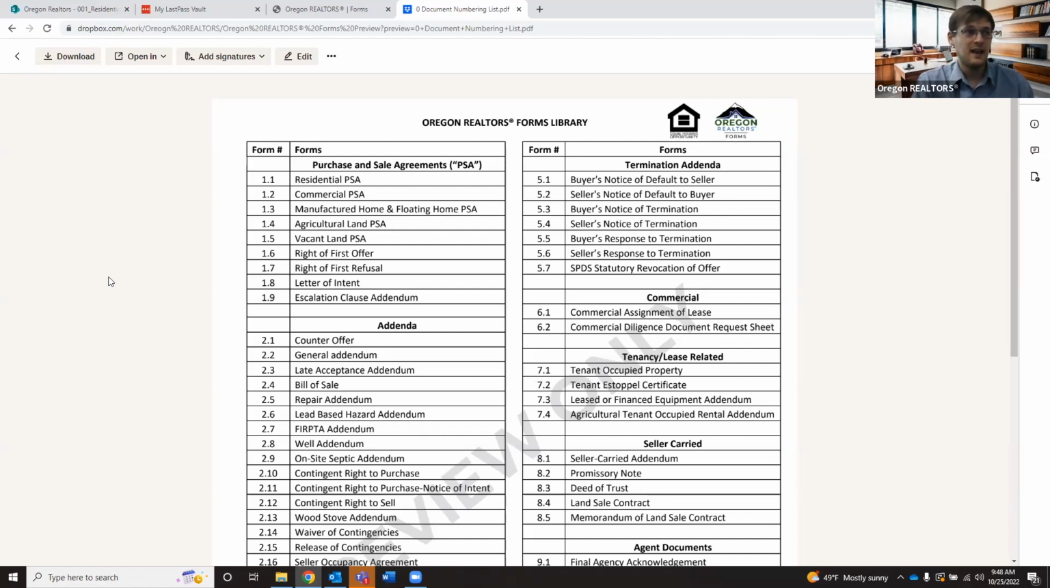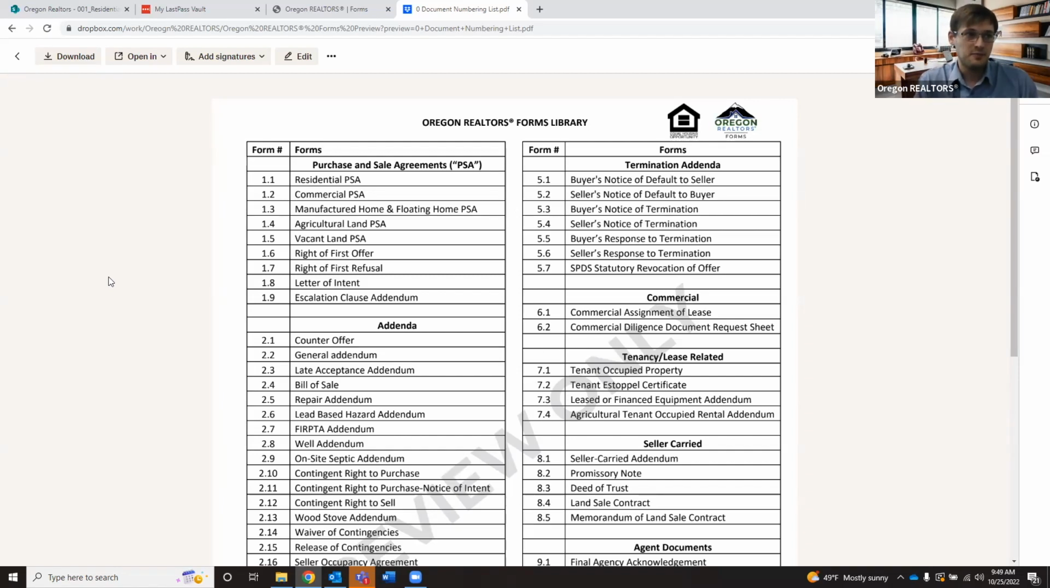Agricultural land PSA, that's our take on farm and ranch stuff. It is more broadly applicable than just agriculture. So that's ag, commercial agriculture, mineral extraction, solar farms, conservation, game hunting reserves and game reserves, that sort of thing. We didn't want to have a 60-word title on that one, so it's just agricultural land purchase and sale agreement. Vacant land purchase and sale agreement, right of first refusal, right of first offer, letter of intent, escalation clause.